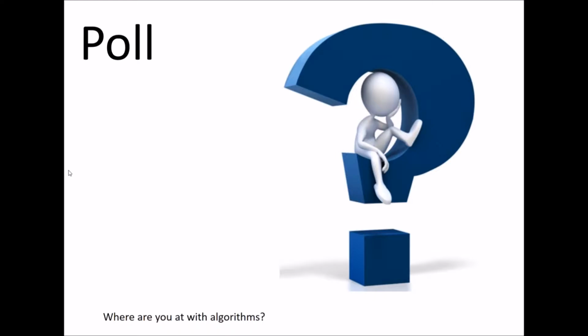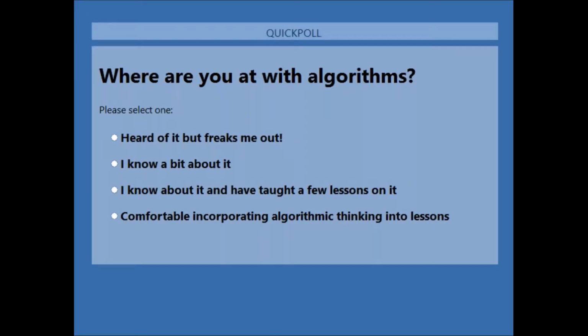Now, before I share some of the examples with you and some of the work on the hub, let's get you to tell us where you are at with algorithms. So not an example, your feeling. And this is just one of the concepts, one of the strands within this curriculum, only one, the algorithmic thinking strand. Options: heard of it, freaks me out, know a bit about it, taught a few lessons, comfortable.